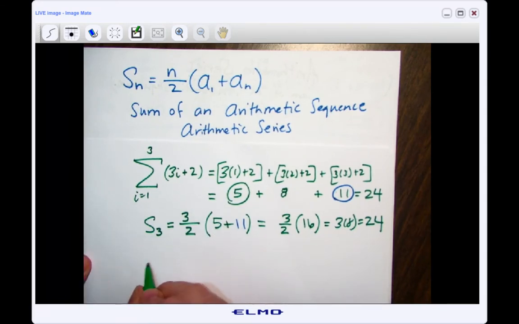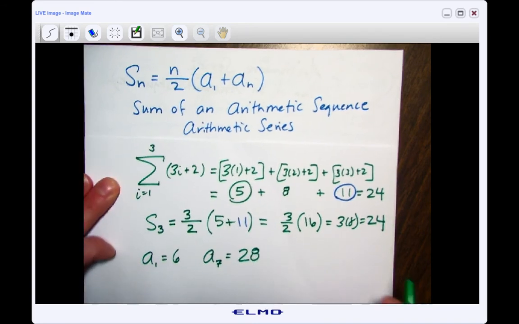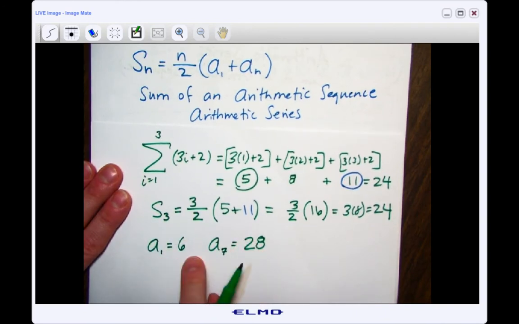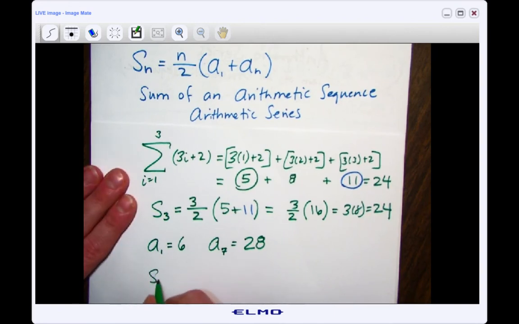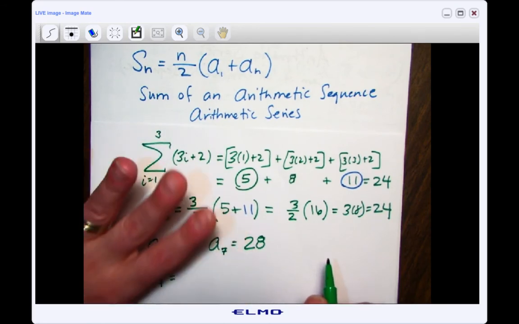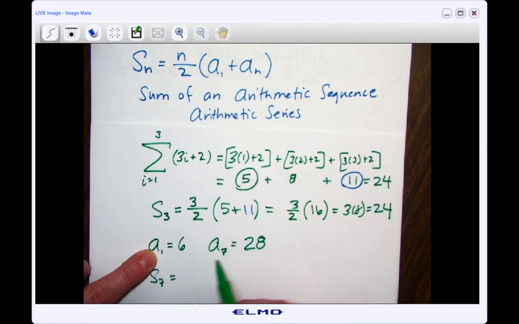Or if they said a sub 1 is 6 and a sub 7 is, I don't know, 28, and they said that it's an arithmetic sequence, find the sum of the first 7 terms. Of course, what would we do? The sum up to the 7th term would be, well, how many terms are we going to be doing? 1, 2, 3, 4, 5, 6, 7, right? So we actually have 7. It's not 6, it's 7 terms.